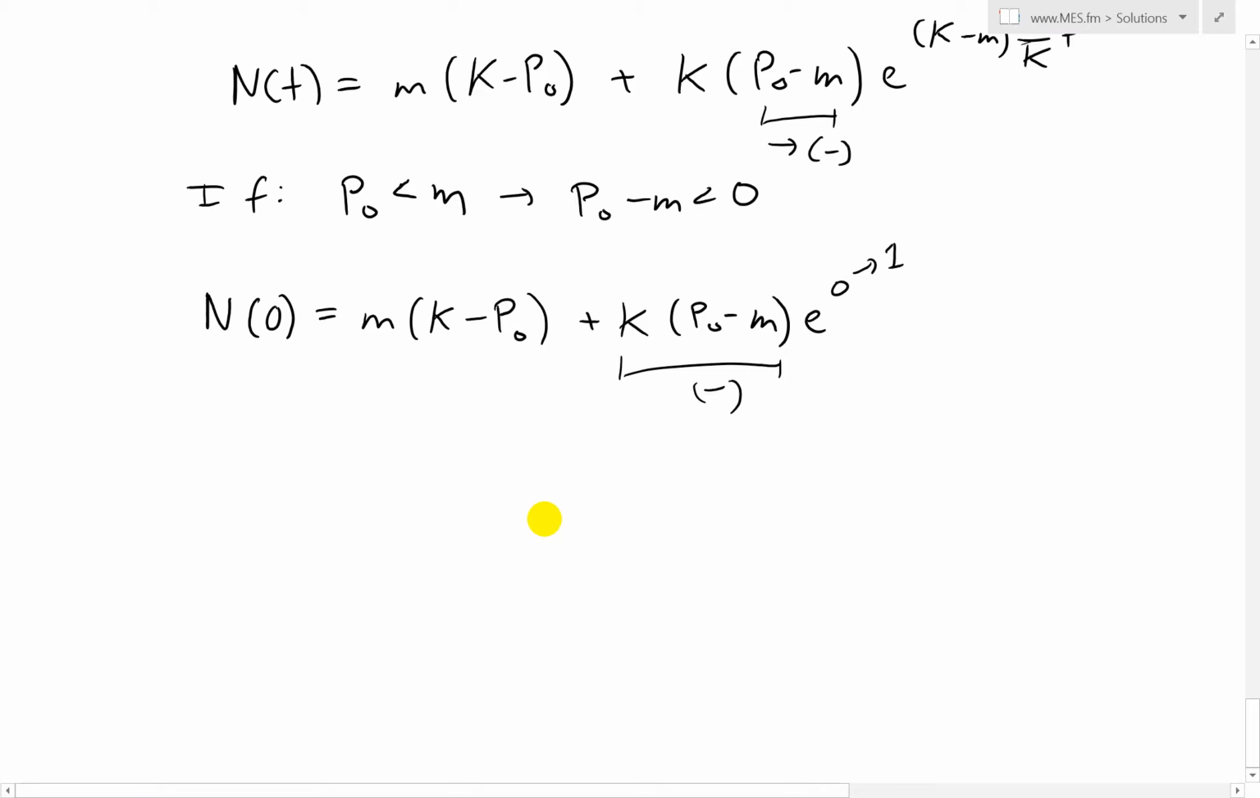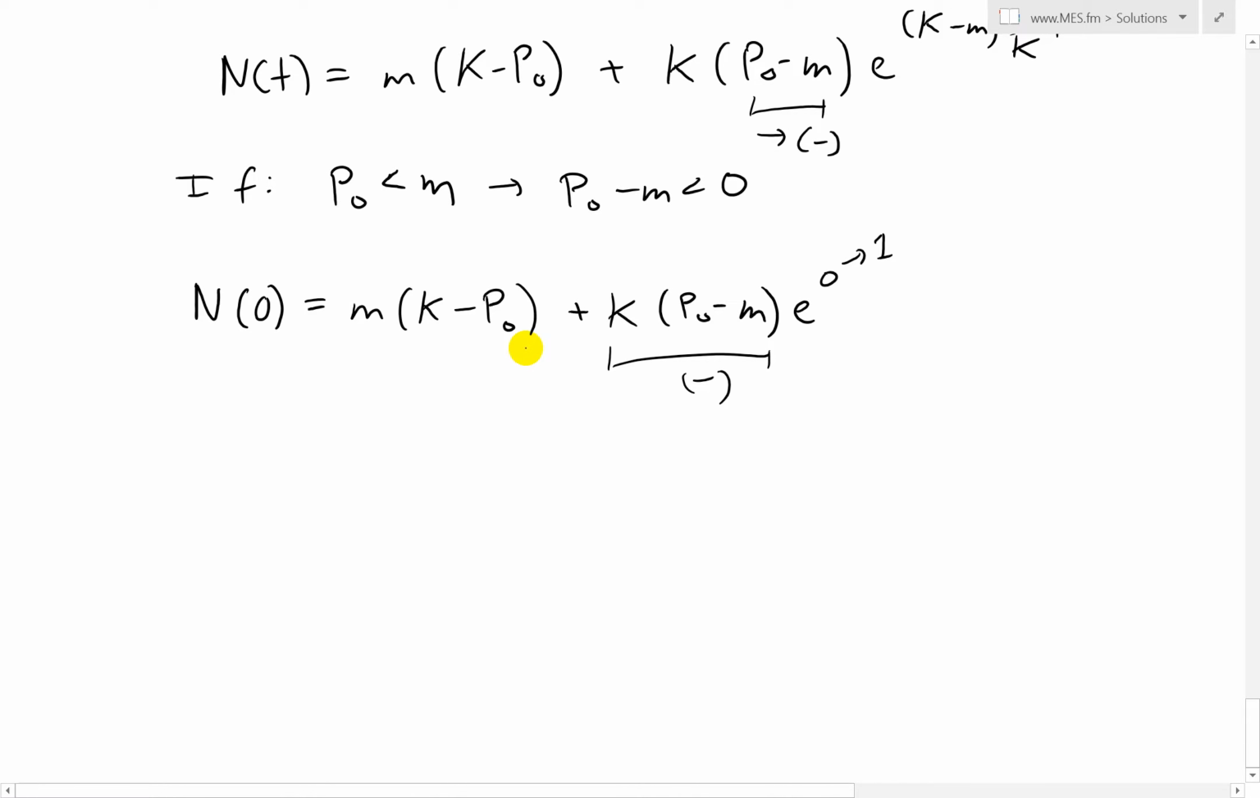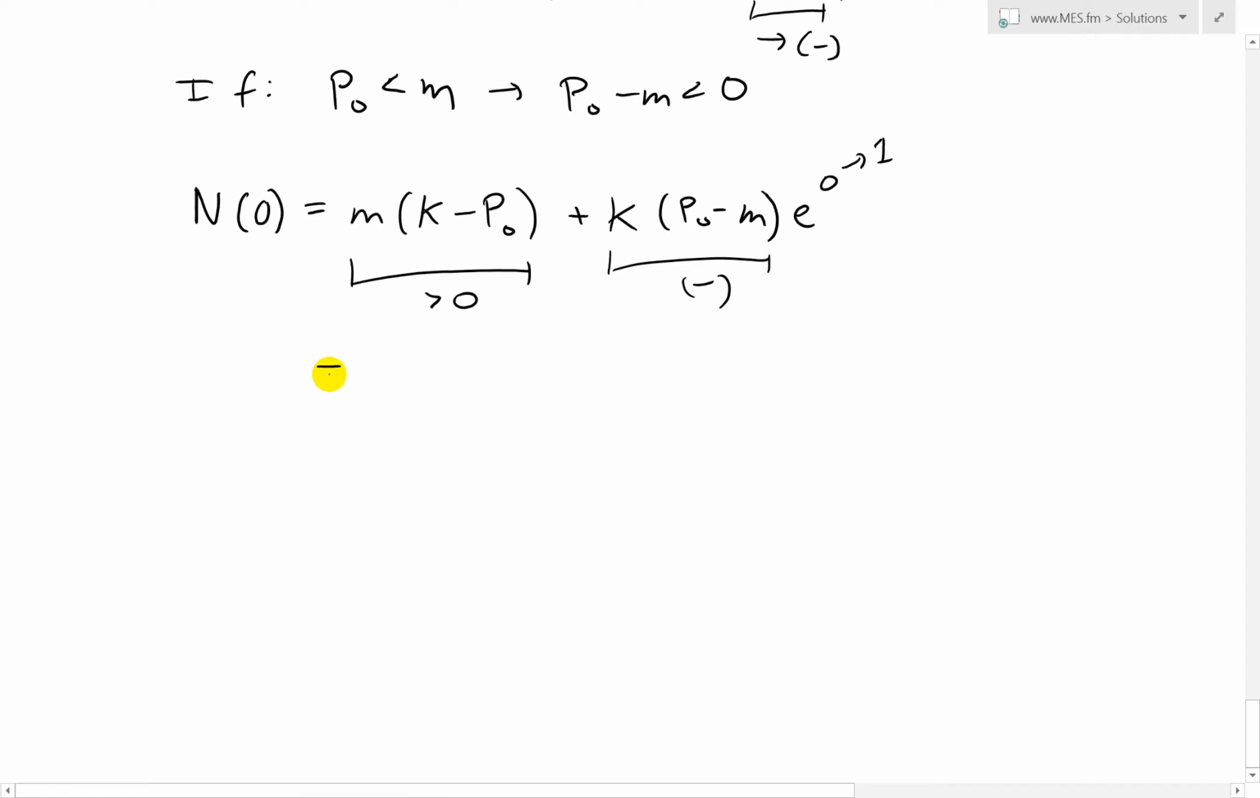So what we end up having is, this needs to be positive, otherwise we're going to have a negative population. So then this part needs to be positive, like that. And in fact, you could actually simplify this further explicitly, just expand this, we'll have m capital K minus p0 m, and then plus capital K p0 minus km.